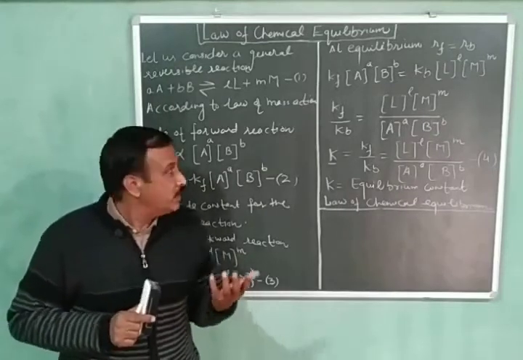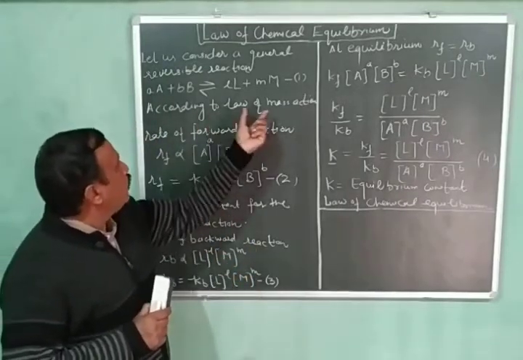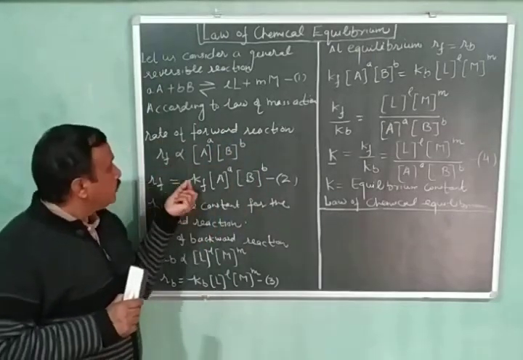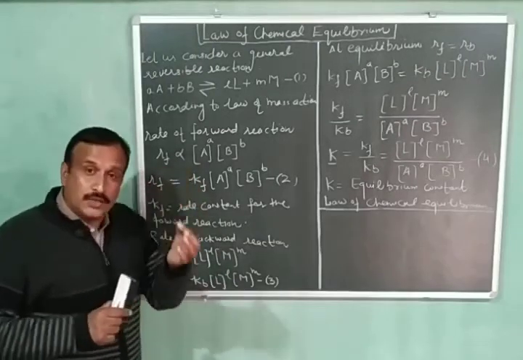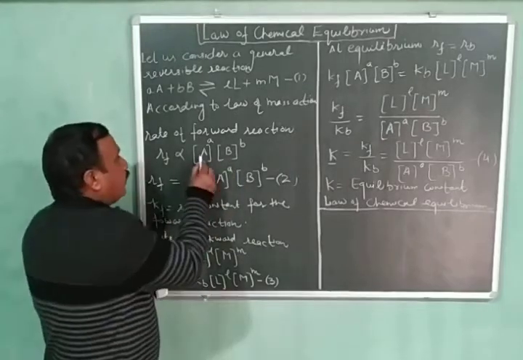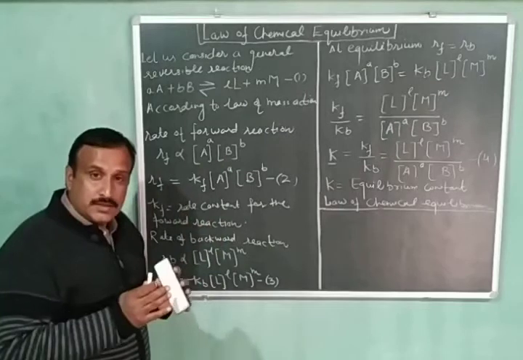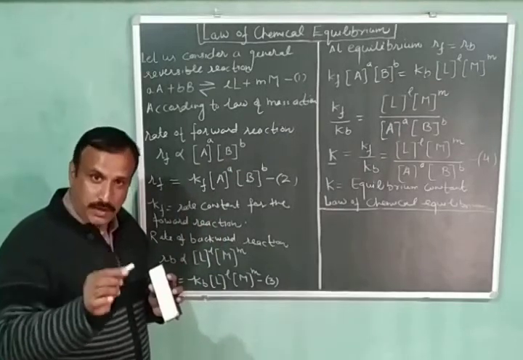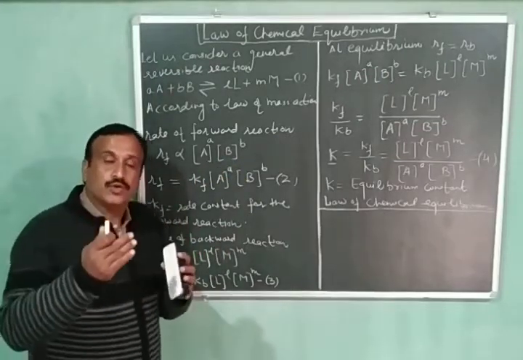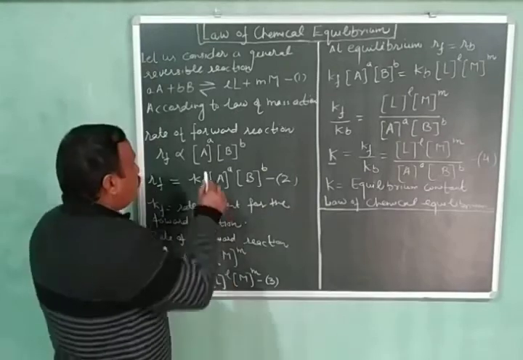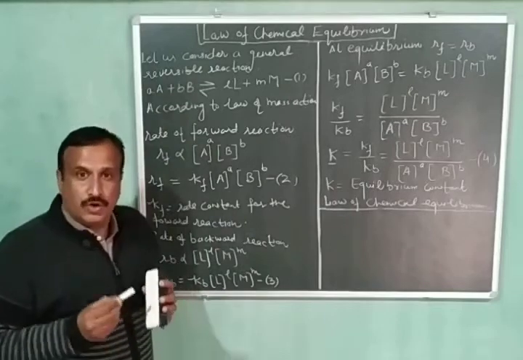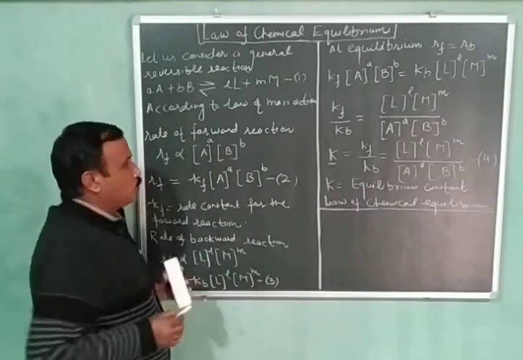Understood? And as I said, according to the law of mass action, the rate of forward reaction Rf will be directly proportional to the product of molar concentration of the reactants. Here the A written inside the square brackets represents the molar concentration of A, and B written inside the square brackets represents the molar concentration of B. And each concentration term is raised to the power of their respective stoichiometric coefficients, that is [A] raised to power a and [B] raised to power b.